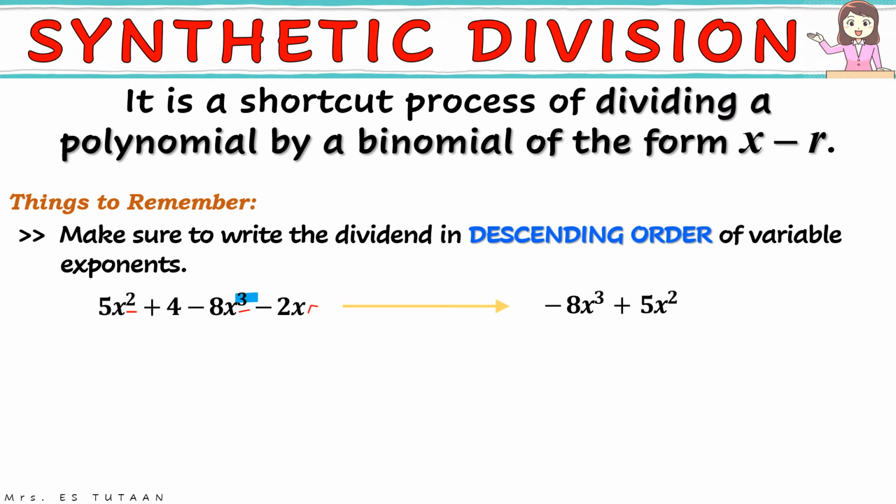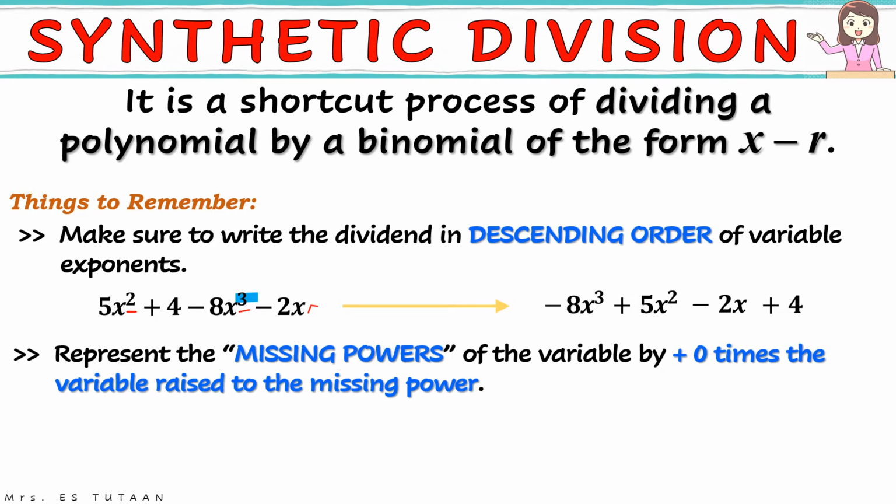So, please include the sign of the term. And then, ang susunod ay minus 2x. Walang nakasulat na 1 dyan dito. So, automatic, ito ay 1. So, that is negative 2x. And then, next, ang ating constant term. Okay? So, make sure to arrange first the terms in descending order.